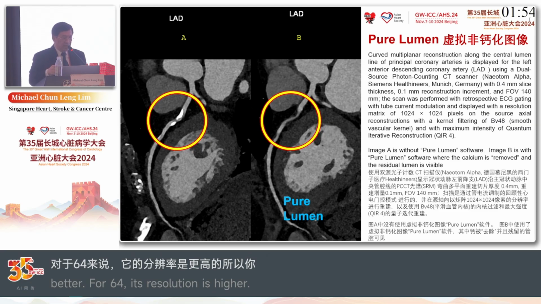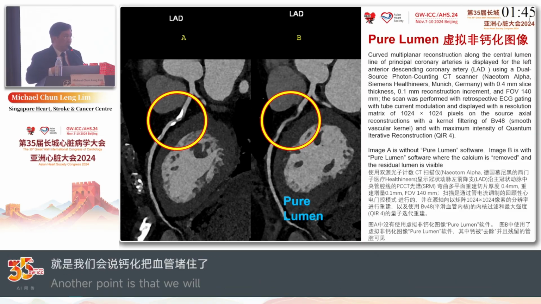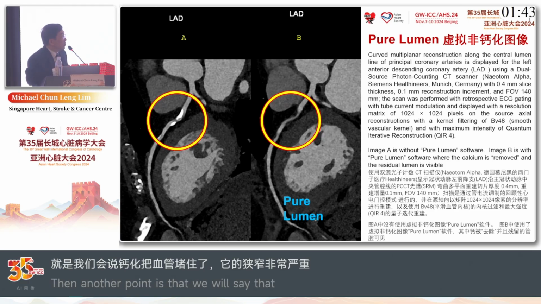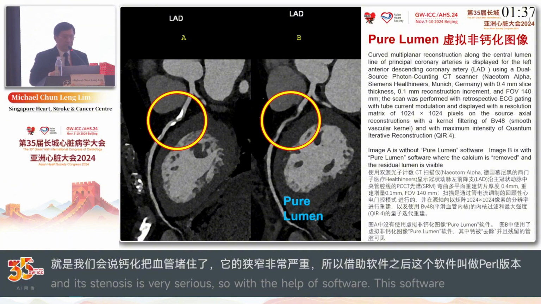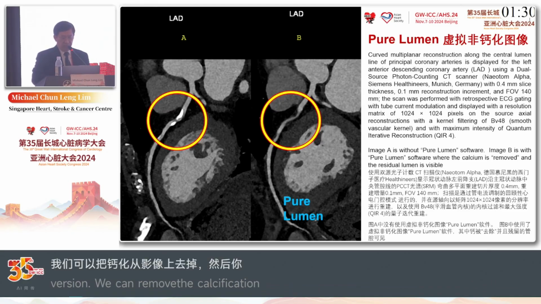And then the nice thing about spectral imaging is that, okay, the calcium is blocking my artery. How severe is the stenosis? What if I take out the calcium? With the software, this software is called Pure Lumen, I can remove the calcium from the vessel. So now you can see the vessel much, much better. All right? Okay? Much better now.